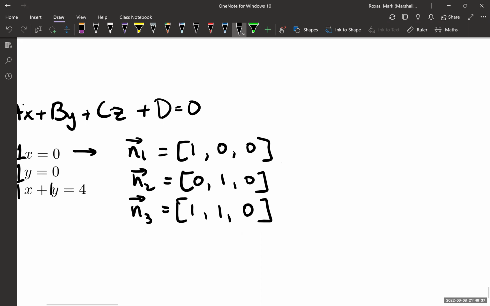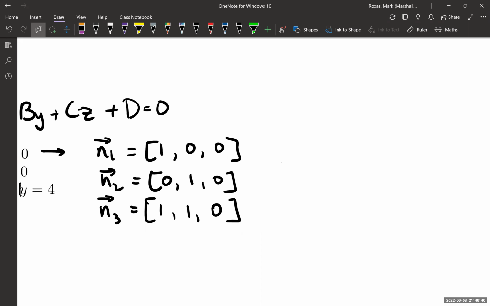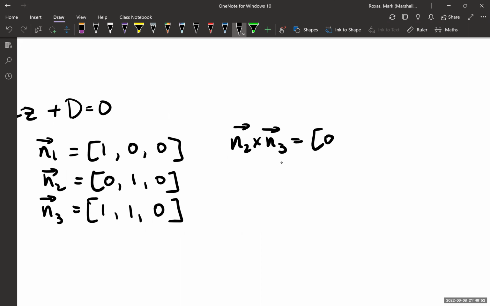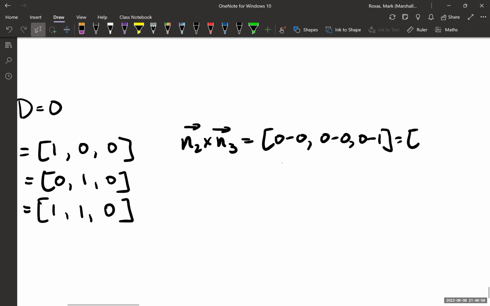the triple, so again, first of all, are they parallel? Are they scalar multiples of each other? No. All these zeros here, it's not going to work out. But we do have to check if the triple scalar product is 0, right? So let's find n2 cross n3. Here we have 0 take away 0, 0 take away 0, and 0 take away 1, which is the cross product is 0, 0, and -1.